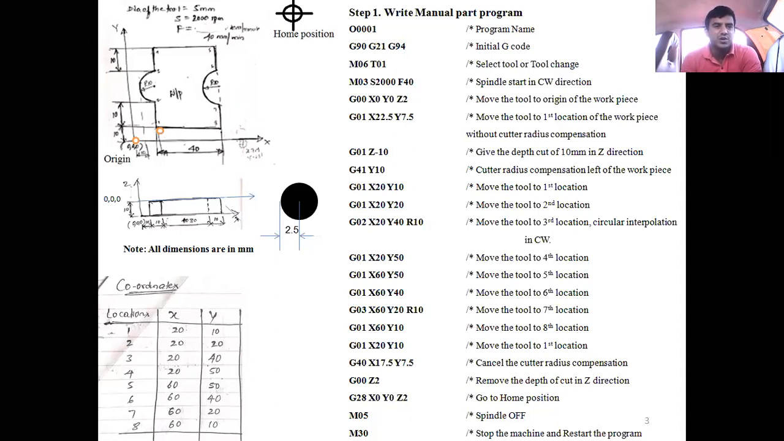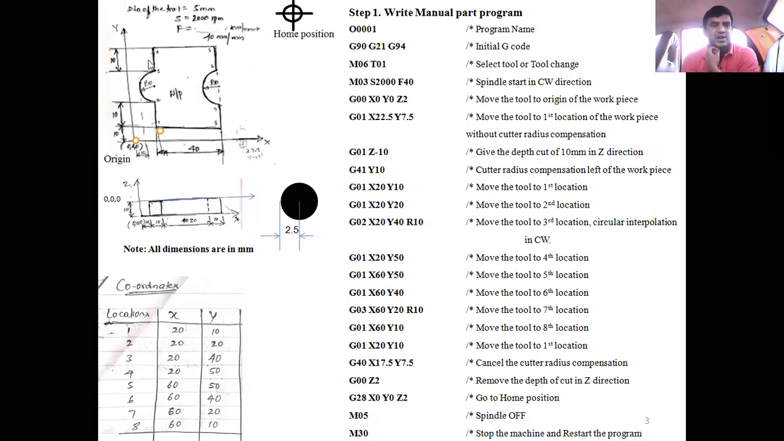Now how do you give the coordinates? By considering the radius of the cutter. Then give the depth. Then you go for cutter radius compensation. Here we are moving the cutter in a clockwise direction, on the left side of the workpiece. That's why the cutter radius compensation is G41. Then the cutting tool has to move from 1 to 2, 2 to 3, 3 to 4. Based on the location, moving from 1 to 2 is a linear interpolation, so you give the G code G01.